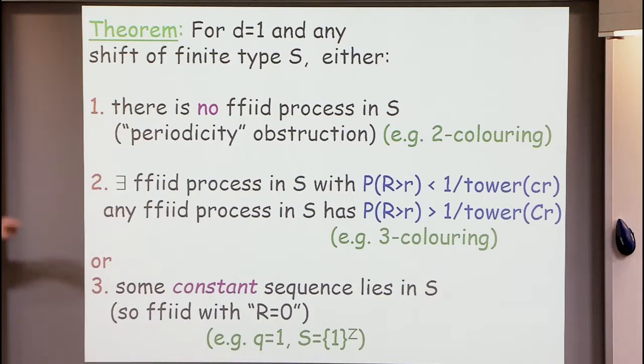So in 1 dimension, we know what happens with any local constraint. There are 2 trivial cases. One trivial case is some constant sequence is allowed, and that's boring. Then you don't need any randomness at all. And the other trivial-ish case is where you have some kind of periodicity, like with 2 colouring, and then you can't do it at all. You can't even have a mixing process that satisfies it. And otherwise, the answer is it's a tower function. Tower function upper and lower bounds. So this tower function is kind of universal in 1 dimension.